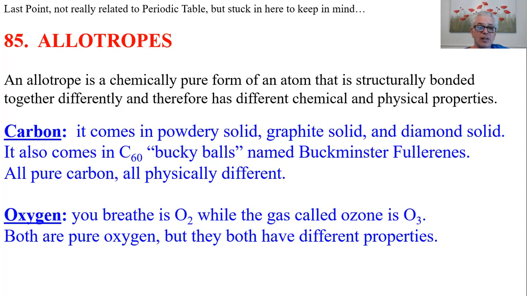Oxygen also has allotropes. The oxygen we breathe through our nose is O2, and then there's something called the ozone layer, which is O3. 2 and 3 are different numbers. They're both pure oxygen, but if you breathe ozone, you don't stay alive. You need oxygen, O2, to stay alive. And if we had no ozone, we could breathe fine, but the ozone blocks the harmful rays that come from the sun. If we had no ozone, we'd all get skin cancer and end up dying, right? So ozone has different properties than oxygen, but both are pure forms of the element. Allotropes. There you go.